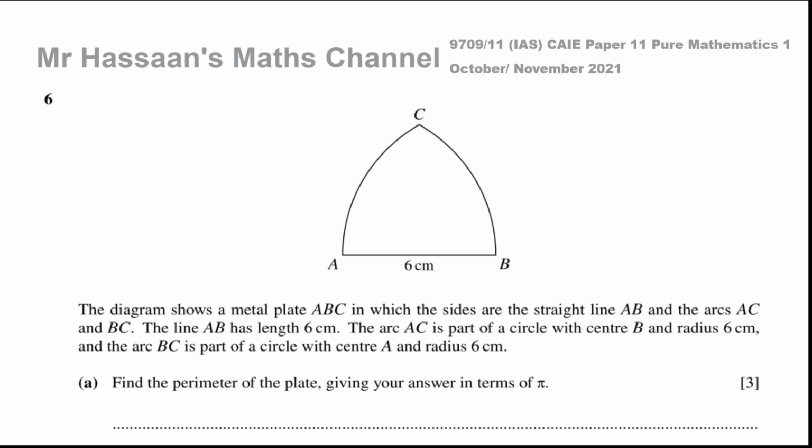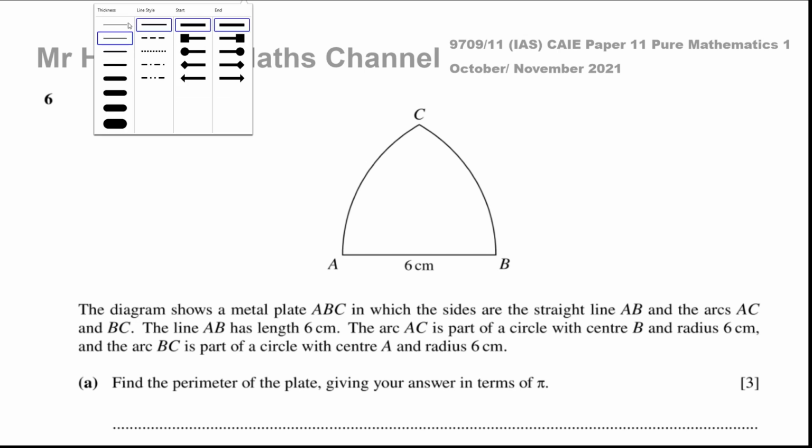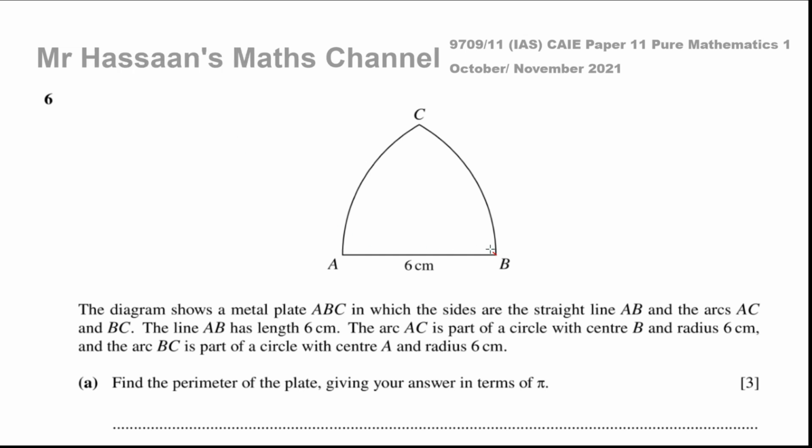So if I just draw a line here just to make this clear, I'm going to draw a line joining B and C together, and also joining A and C together. So these two lines are both 6 centimeters. And this is the arc BC with center A, and this is the arc AC with center B. So we have an equilateral triangle, so these angles are all the same. In terms of degrees, it's 60 degrees.